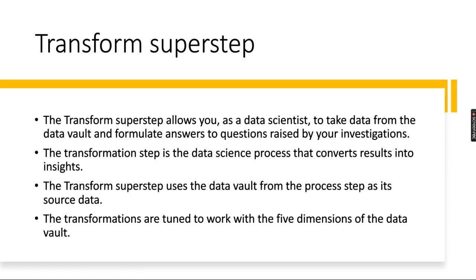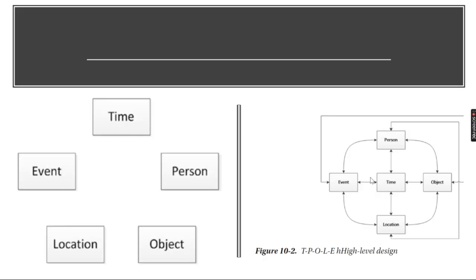It is tuned to work with 5 dimensions of the data vault. The 5 dimensions of the data vault are time, person, object, location, and event. So these 5 are considered as the 5 dimensions of the data and they all are connected. So you can see in this diagram, person is connected to object, location, time and event. So every entity is connected to every other entity in the TPOLE high level design.